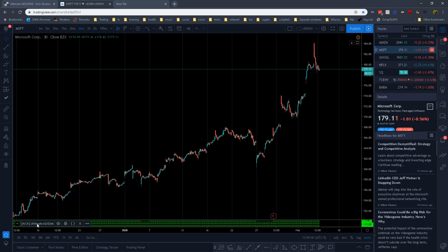Okay, so I hope that did a good job of both telling you about how to utilize the ADX DMI indicator to judge the direction and strength of trending markets, as well as give you the specifics about this particular Ultimate ADX DMI indicator from Kick Studios, in case you want to utilize that.